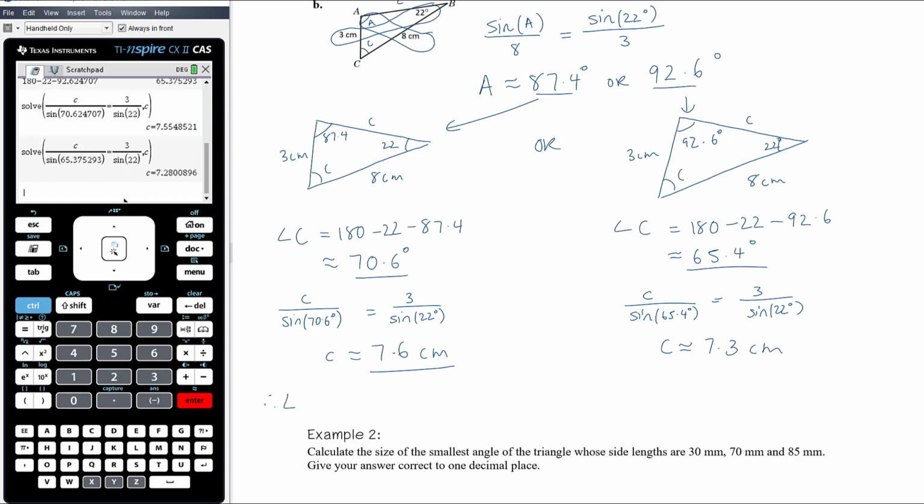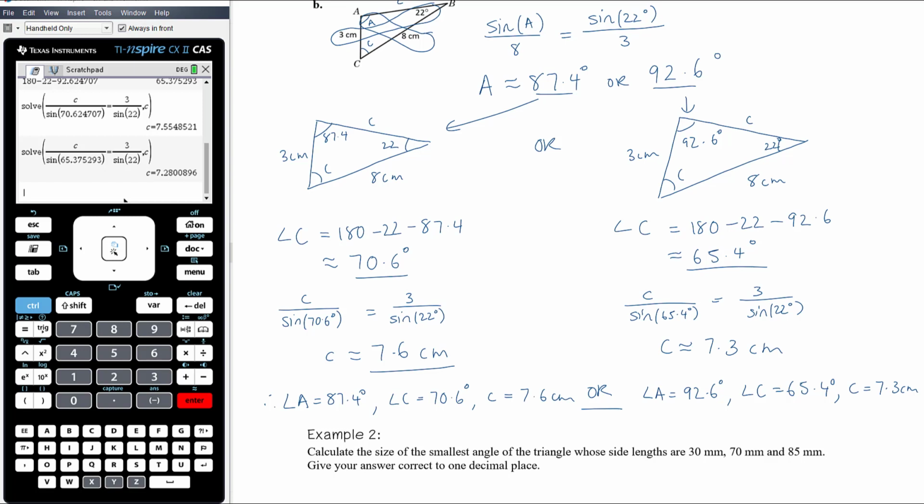Alright, so therefore we can have angle A equals 87.4 degrees, angle C equals 70.6 degrees, and side length C equals 7.6 centimetres. Or we can have angle A equals 92.6 degrees, angle C equals 65.4 degrees, and side length C equals 7.3 centimetres. Okay, so one pair or the other.